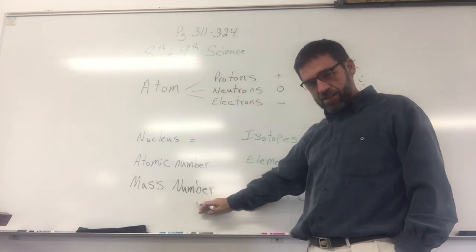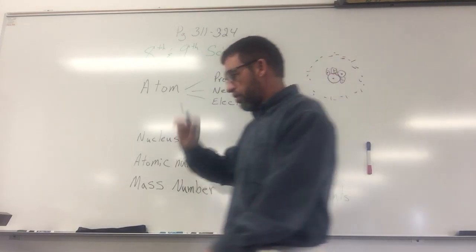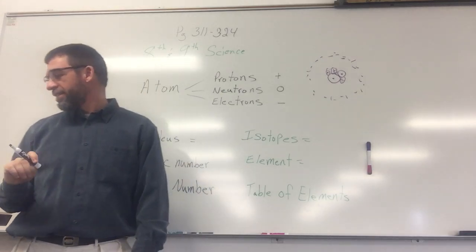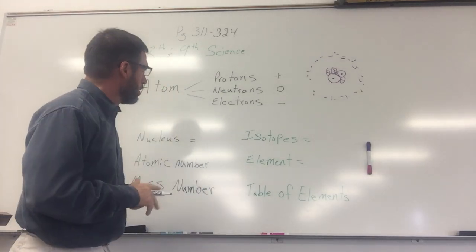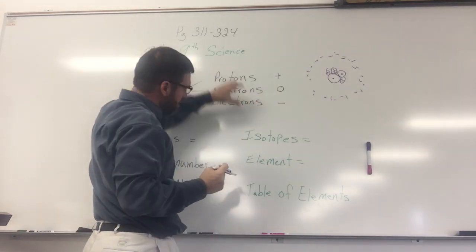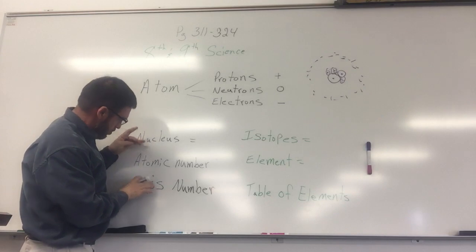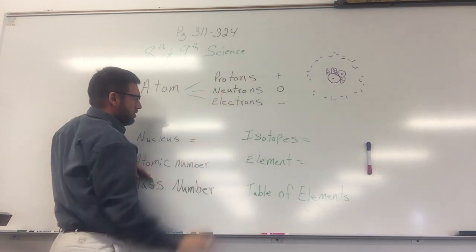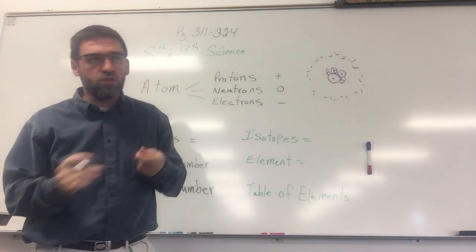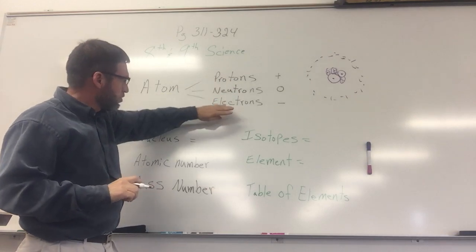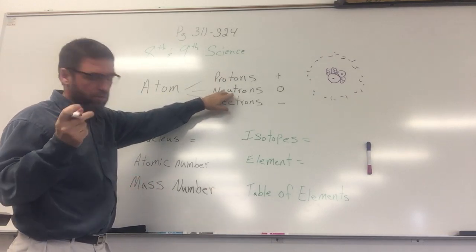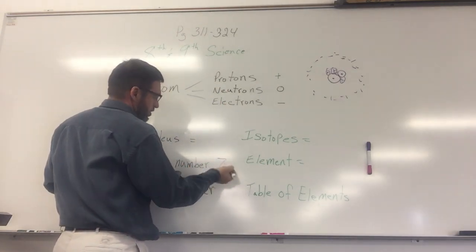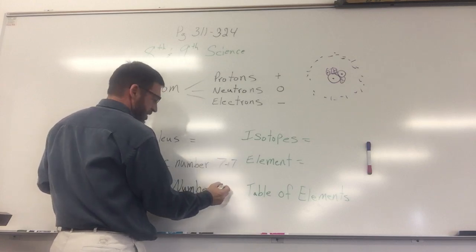Then you have the mass number, and you'll just turn your page again from 317 to 318. On 318, the mass number is the sum of the neutrons and the protons. So you have to add these two together. To get the mass number, you have to add the protons and the neutrons. And most of the time it's the same. So if you have 2 protons, you'll have 2 neutrons, so your mass number would be 4. If your atomic number is, let's say, 7, then you're going to have 7 plus 7, so your mass number would be 14.